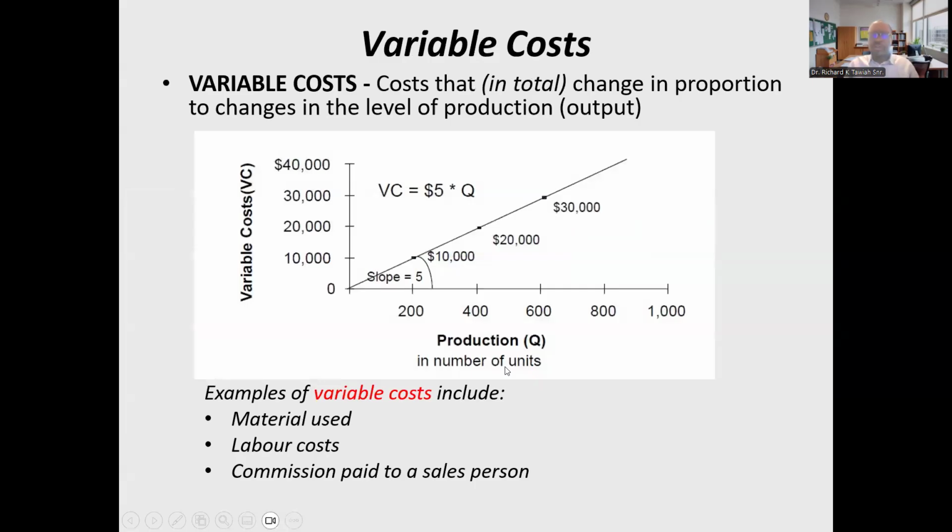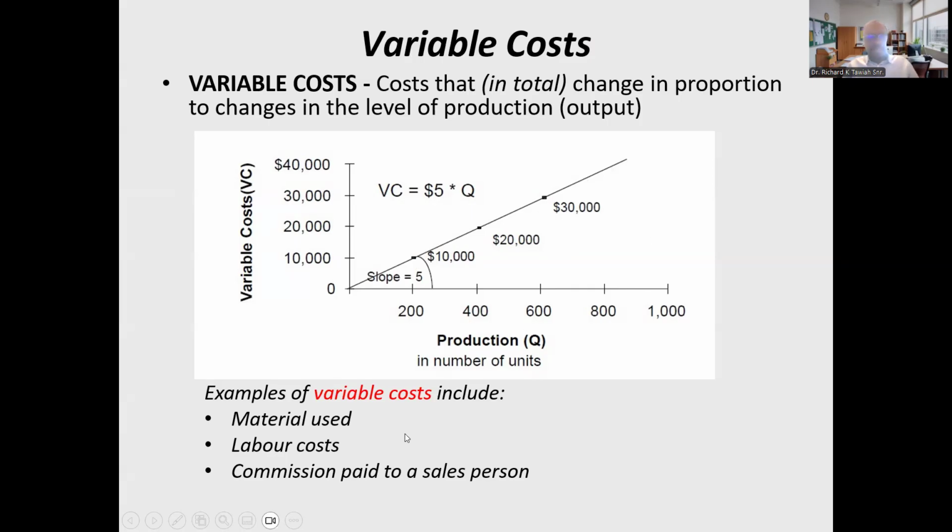Then we go to variable cost. This will change in proportion to the changes in the level of production. So the more you produce, the more it goes up. If you don't produce anything, it is still zero. If you produce 200, it will increase to 10,000. 400, it goes to 20,000. 600, 30,000. 800, 40,000, and so on and so forth.